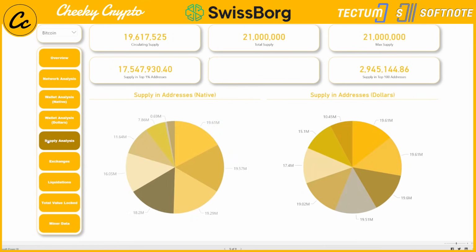Now, when you go into the supply analysis, and I'll probably leave the video after this, I think, because we've rambled on for about 20 minutes now. Here we can see the supply of the assets and where it is held. This is actually quite important. As we think about the larger sized wallets, whether their wallet has over 100,000 Bitcoin or over 10,000 Bitcoin, we can see how much supply is actually held at those levels.